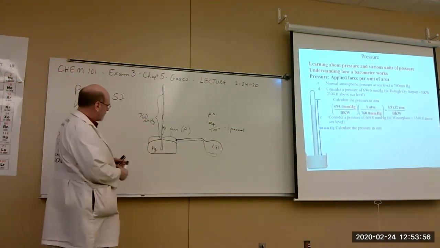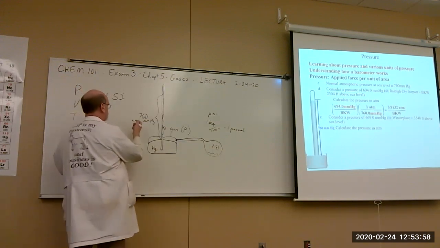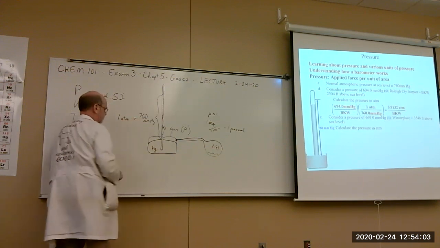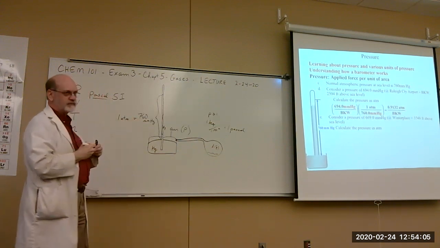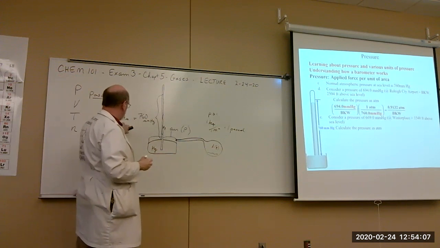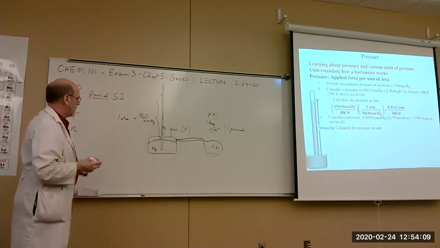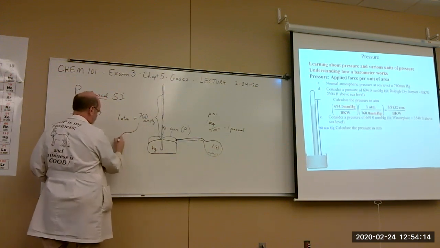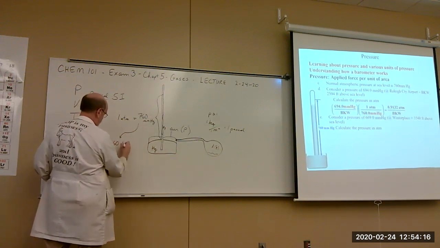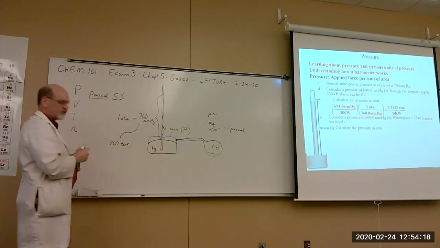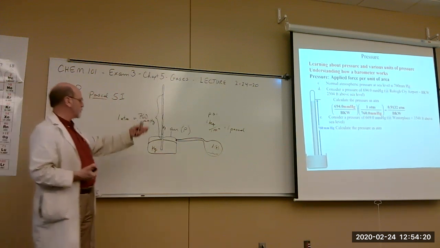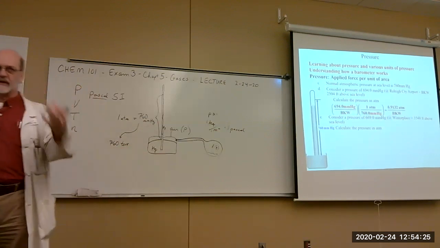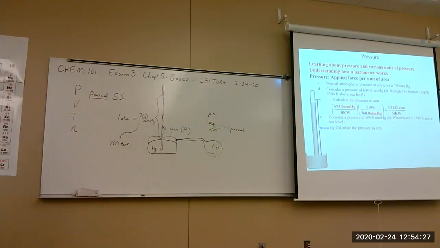Anyway, this is the standard for one atmosphere. 760 millimeters mercury fall is one atmosphere pressure. Another unit of measure is the torr. Just in honor of Torricelli, we just said 1 millimeter is 1 torr. So when it says torr, just think millimeters of mercury. Anyway.